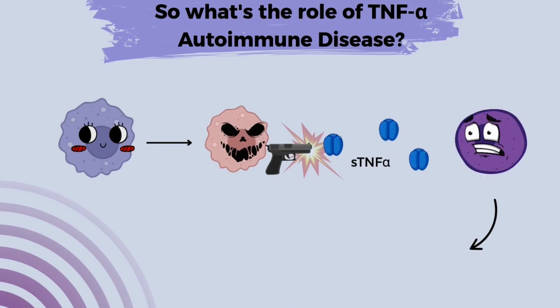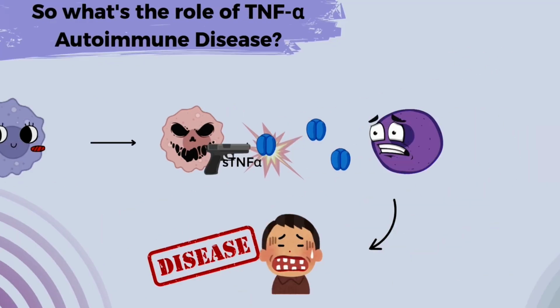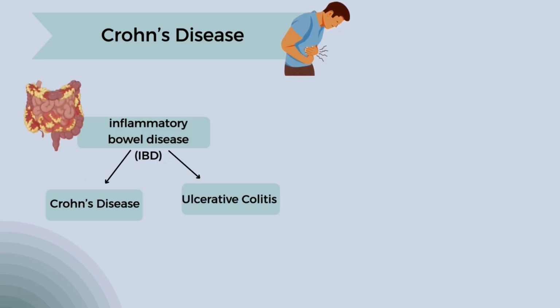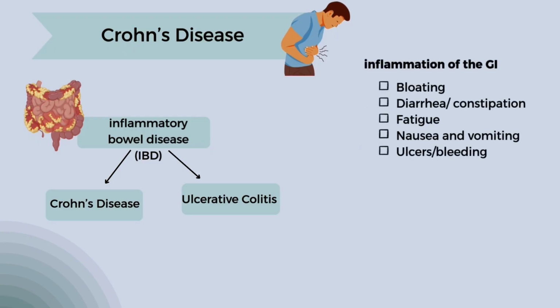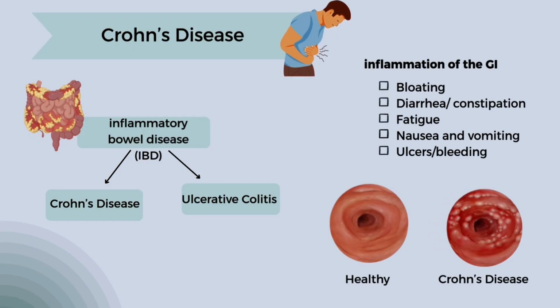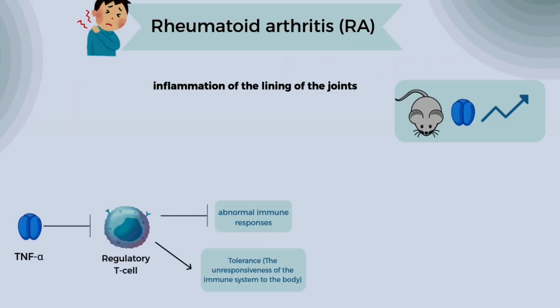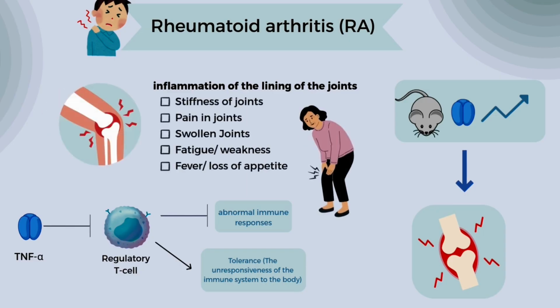Autoimmune disorders occur when the immune system mistakenly attacks healthy tissues. IBD includes Crohn's disease and ulcerative colitis, where the immune system targets the digestive tract. Immune cells release TNF alpha, triggering inflammation. Common IBD symptoms include the following. Similarly, rheumatoid arthritis causes synovial inflammation from excess TNF alpha, leading to synovial thickening, cartilage loss, and bone erosion. Common RA symptoms include the following.